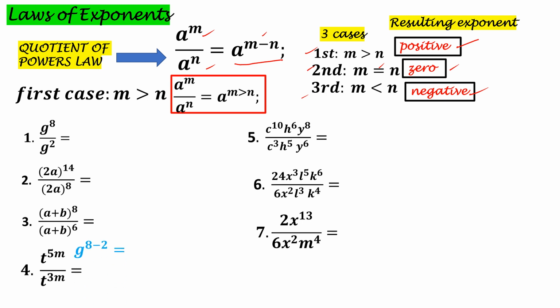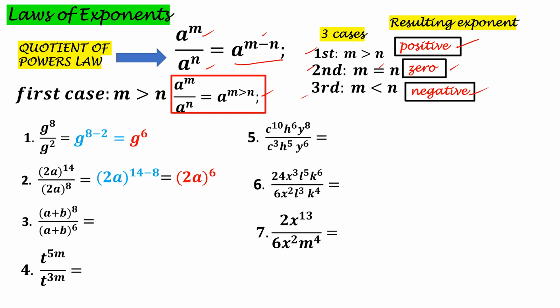Let us have number one. So that is, we are going to have the first case. This time m is greater than n. So subtract. Simple subtraction. So 8 minus 2, it will be 6. So g to the 6. Well, number 2, the common base there is 2a. Quantity of 2a, so 14 minus 8. It's quantity of 2a to the power of 6.